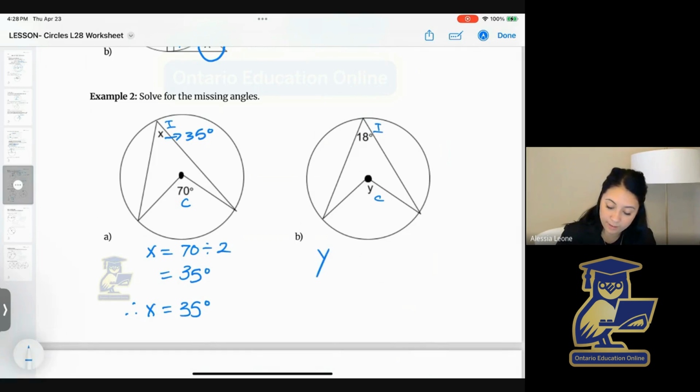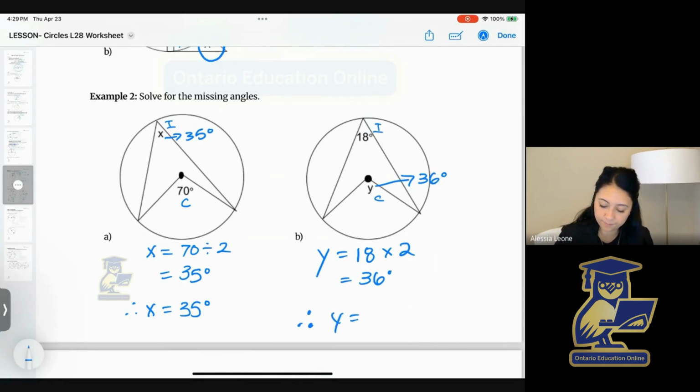Here, y, we know the central angle is 2 times the inscribed angle. So we need to multiply our inscribed angle at the top, 18, by 2. And that will give us our central angle. So therefore, y is 36 degrees.